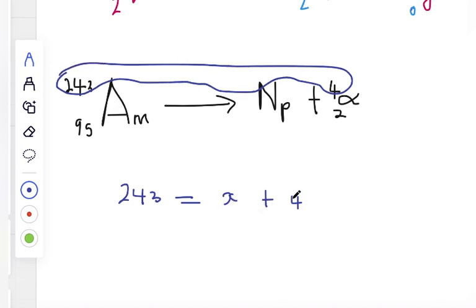So to find x, you have to move 4 to the left. So x is 243 minus 4. That would be 239, right? 239. Okay, so we've solved for this.